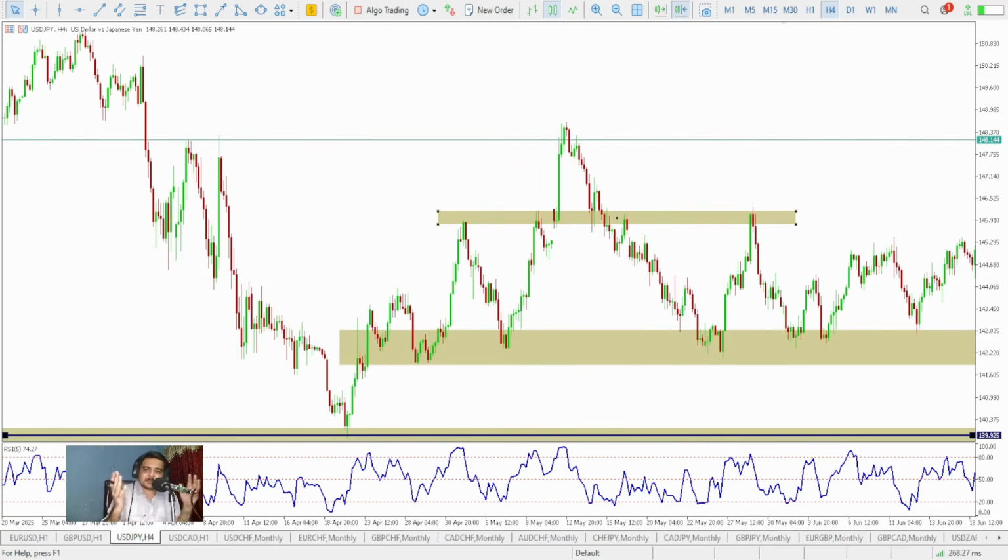These are the support and resistance levels, and I'm sure that if you draw them this way, multiple times the market has to respect these levels. This is the sign of a strong support or resistance level, key levels we call them as well.